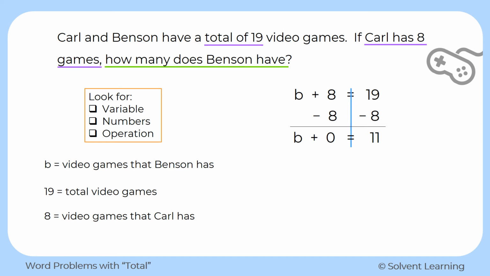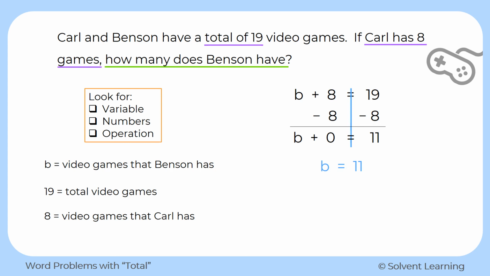But do we really have to put that 0 in there? Not really. Whenever we add 0 to something, it doesn't change its value. So we can simplify this even more to B equals 11. And our equation is solved. We have our variable B by itself. It's isolated on one side. We have an equal sign in the middle, and our number, which is our solution, by itself on the other side of the equal sign. So our equation is solved.